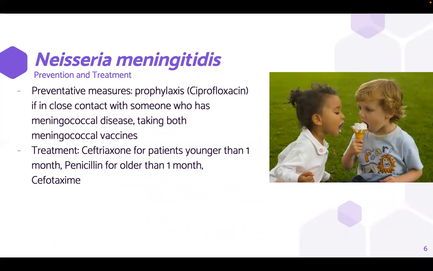So how can we prevent Neisseria meningitidis? Preventative measures include prophylaxis, which is ciprofloxacin, if you're in close contact with someone who has meningococcal disease, and taking both meningococcal vaccines, which is actually a requirement. I'm not sure if you need to take both, but I know you need to take one to go to school in addition to like mumps and polio vaccines.